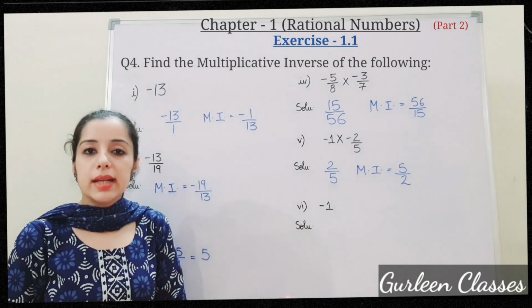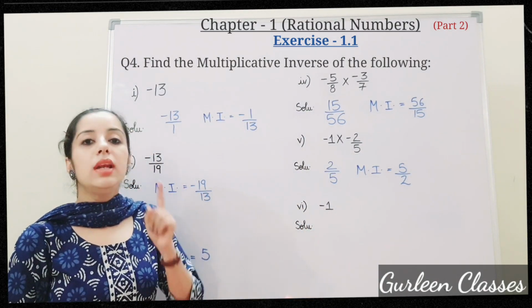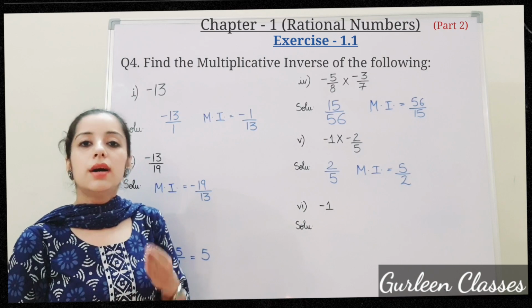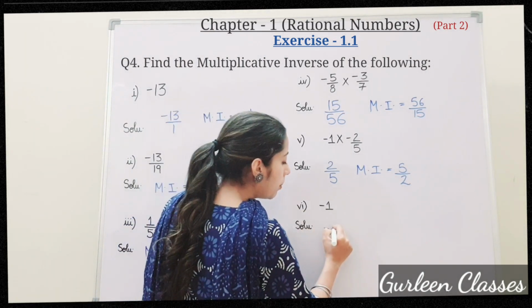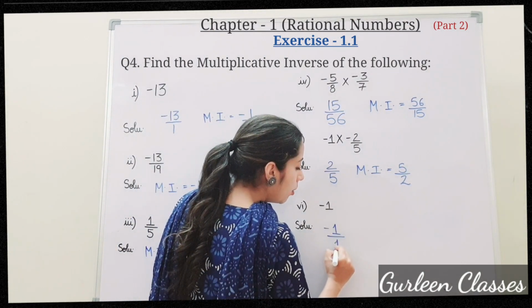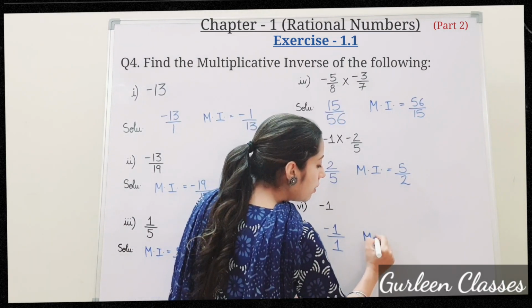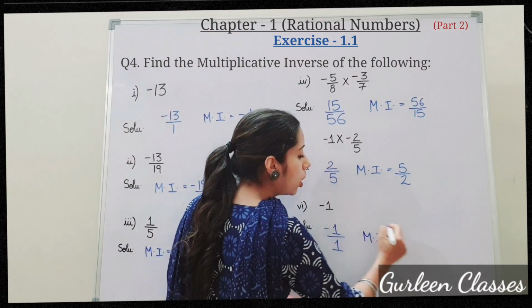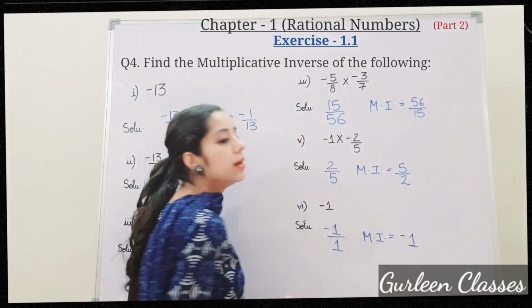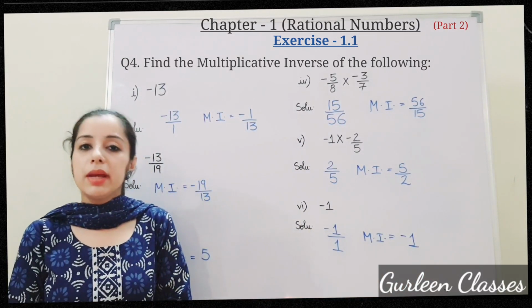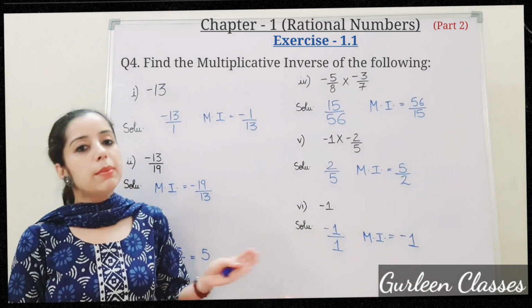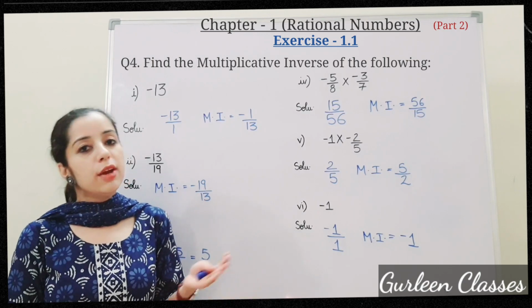Sixth part, minus 1. So whenever you have only one number, we write denominator 1. So right here, minus 1 upon 1. So the multiplicative inverse of minus 1 upon 1 will be minus 1. Students, keep in mind the multiplicative inverse of minus 1 will be minus 1 and of 1 will be 1.